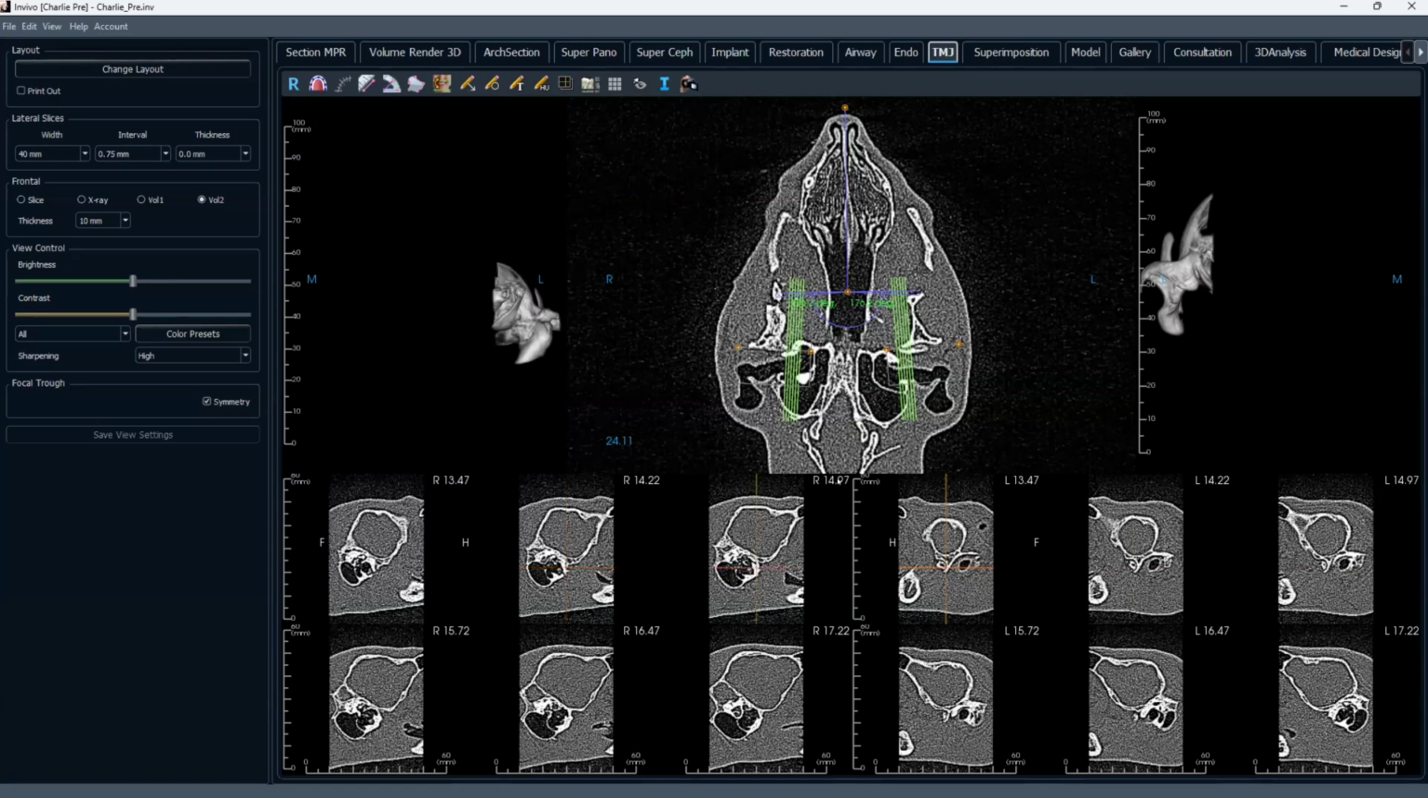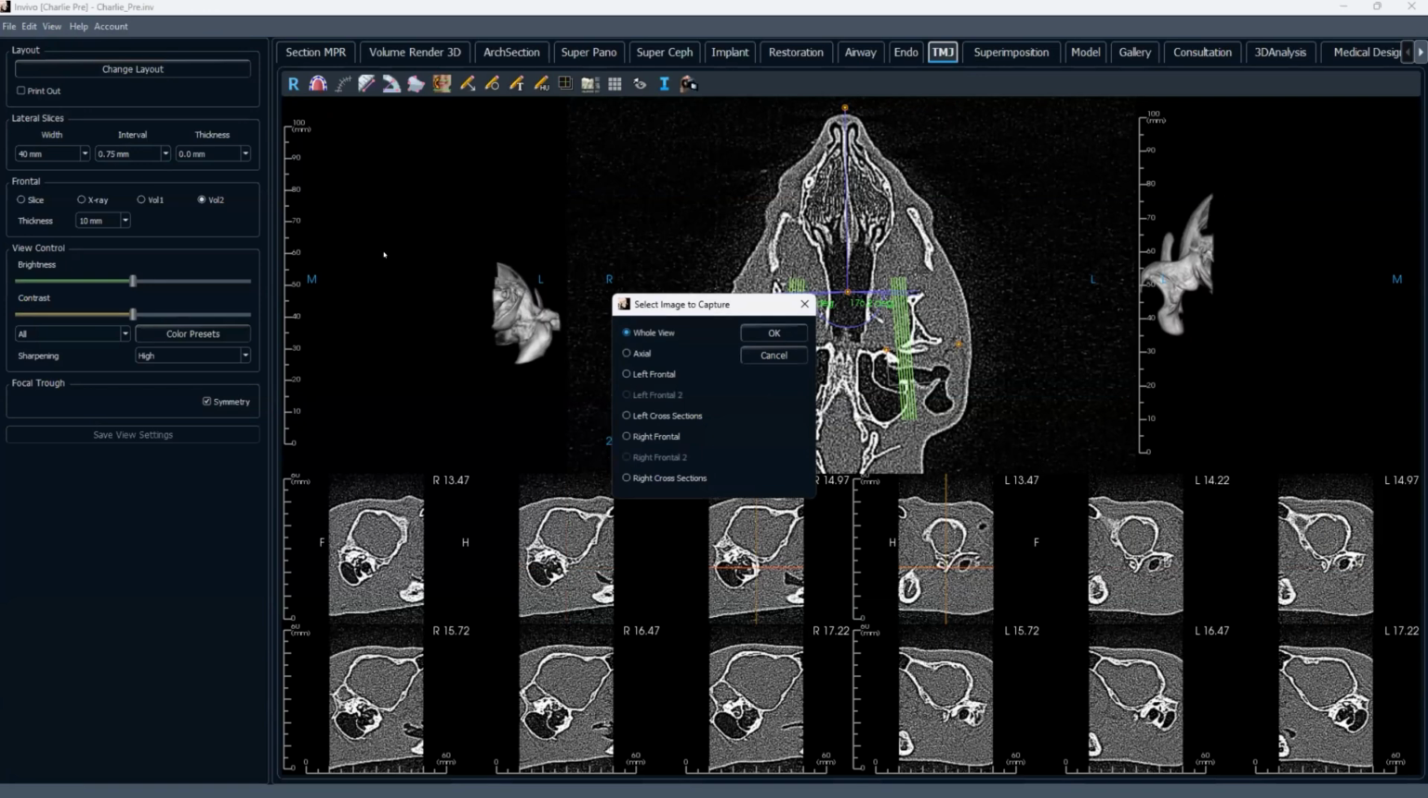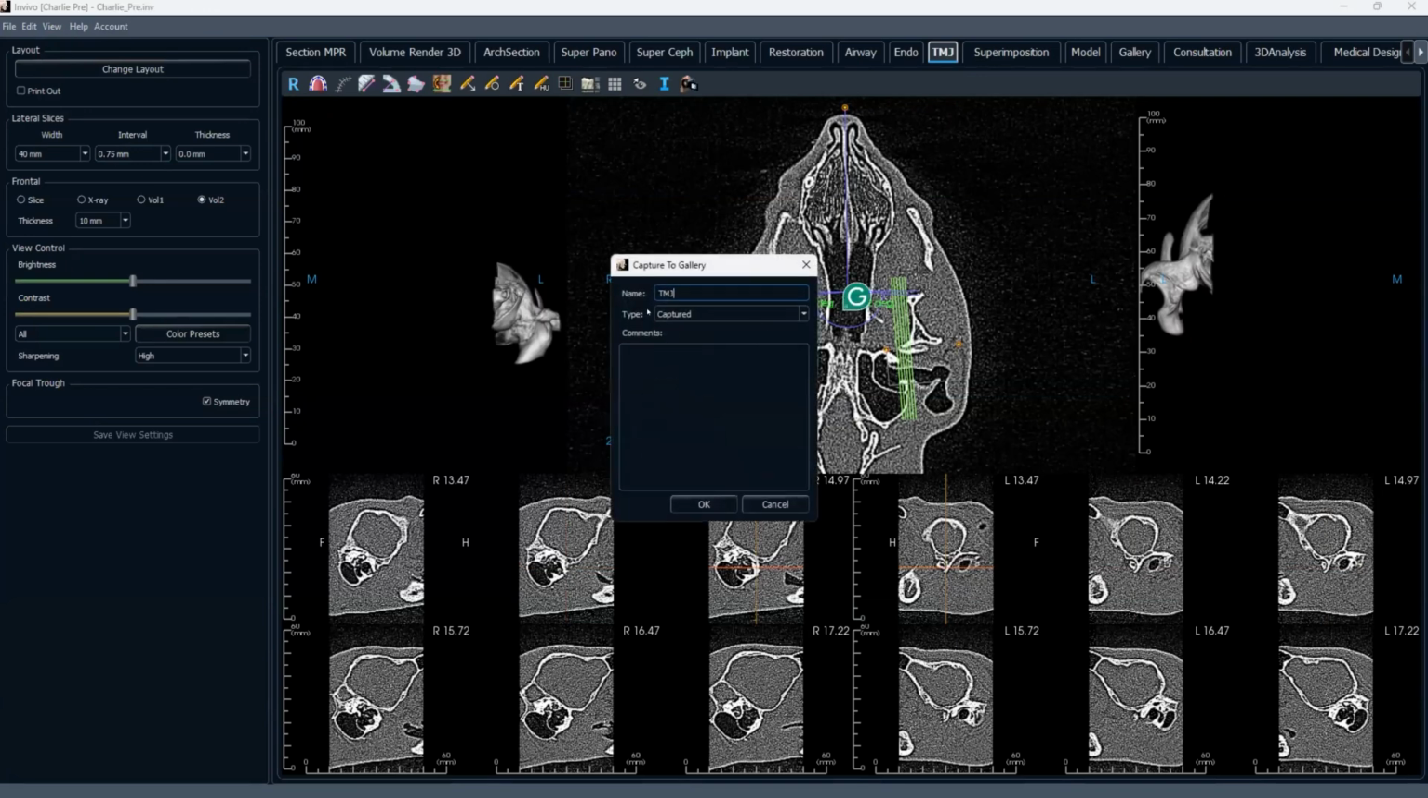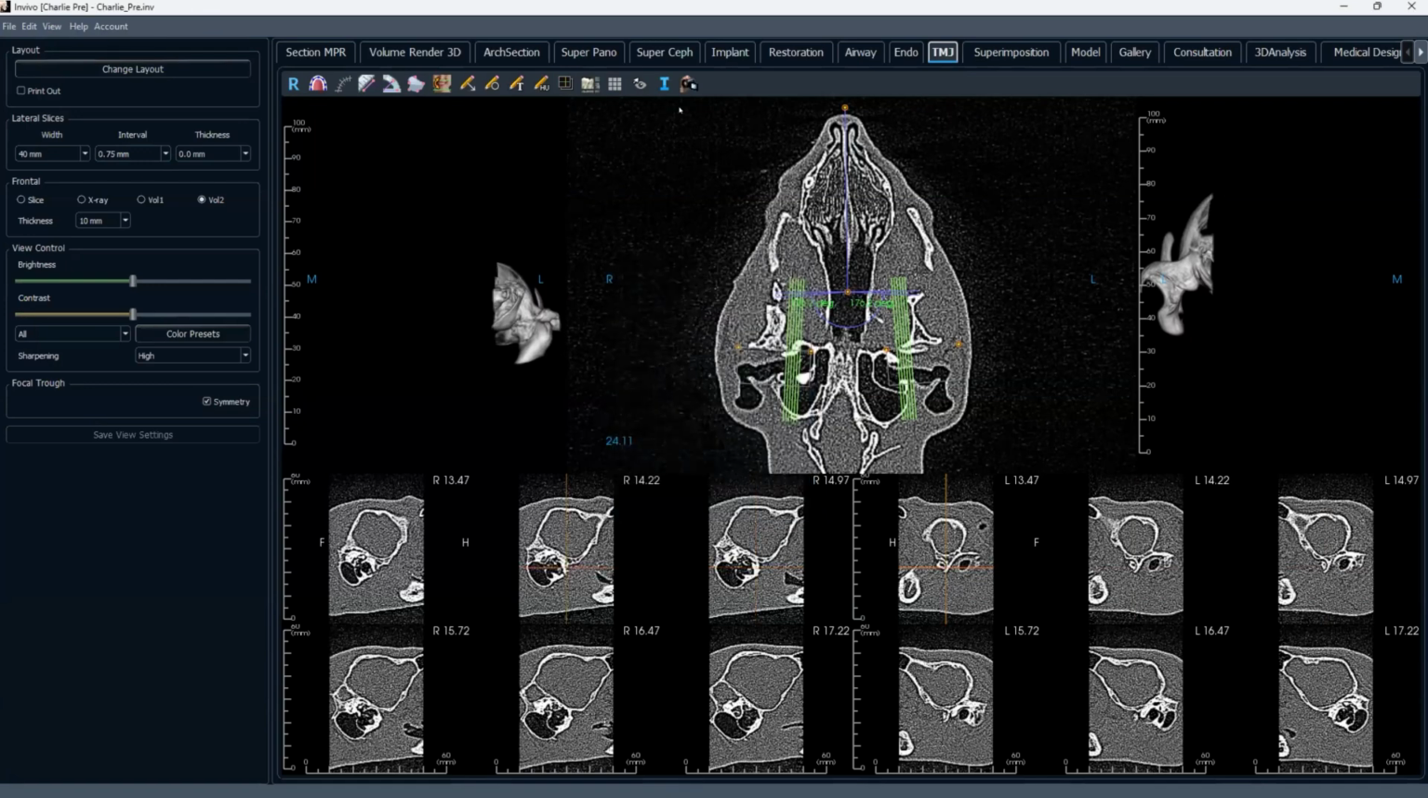And anytime I want to document something, I can either go up here to the View tab and hit Capture to Gallery and select my views. If I want to do the whole thing, I just hit OK. It'll automatically name it. I can put some comments. I hit OK, and basically it's going to put it in the Gallery tab. So now I have a captured image that will stay the same and will populate in the gallery that I can save.